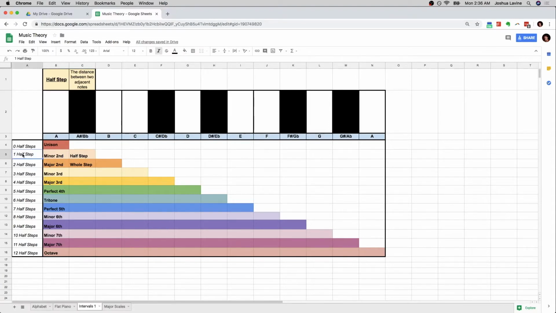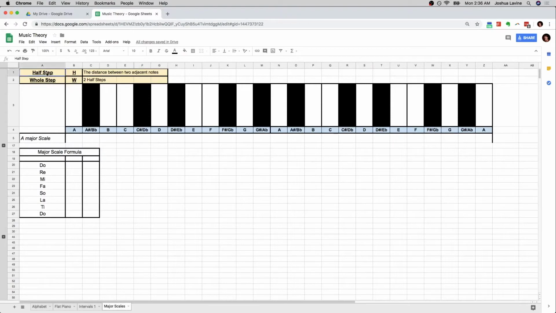One half step is, well, we've already talked about half steps. A whole step is two half steps, all right? Why do we care about half steps and whole steps? Well, they are the two smallest intervals in music, and with these two intervals, we can construct the major scale.